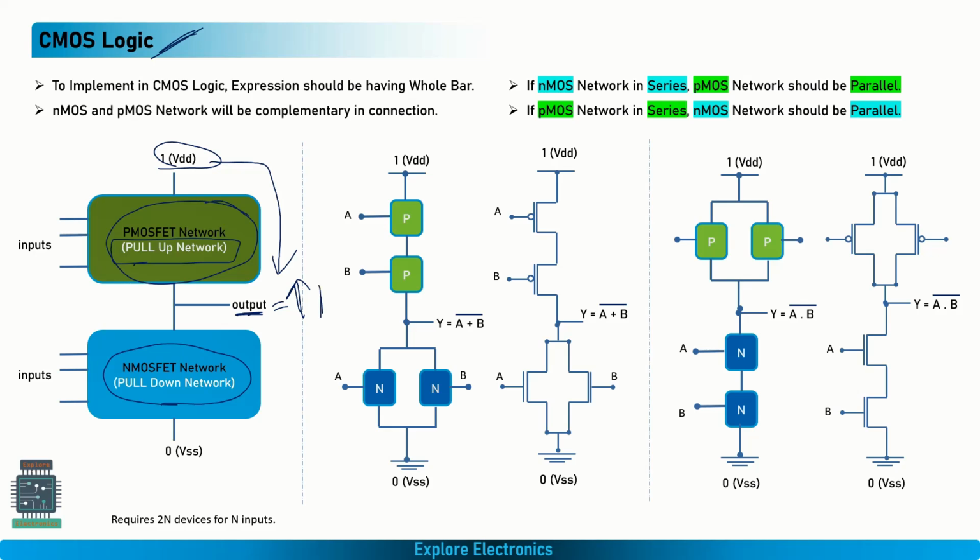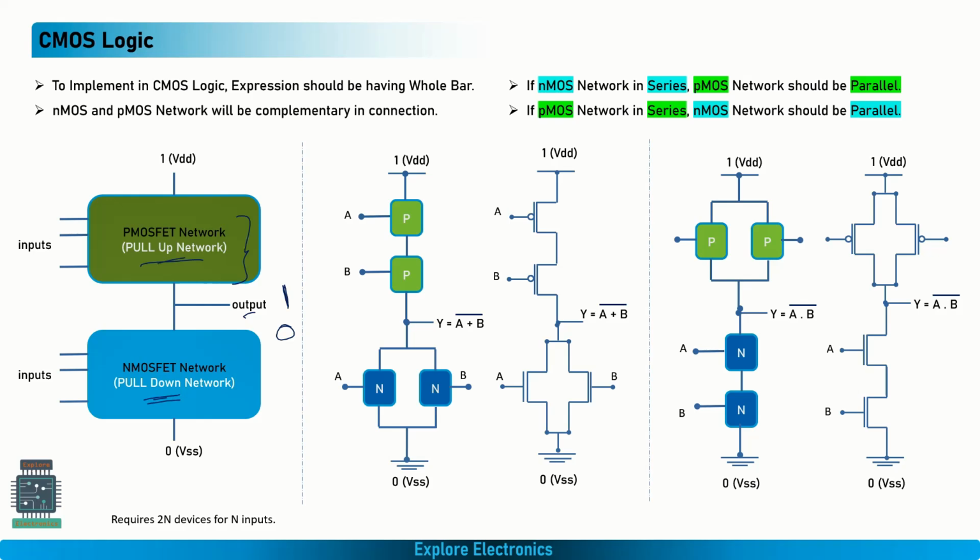Who is responsible for generating 1 in the output? P transistor. That's why it is pulling the output to 1. We call it the pull-up network. This nMOS transistor network is responsible for connecting the output to ground. That's why this will be called the pull-down network. It will pull down the output to 0. The meaning of pull-up is that this network is responsible for pulling up the output to 1, and this network is responsible for bringing it to 0. That's why it is pull-down or pull-up.